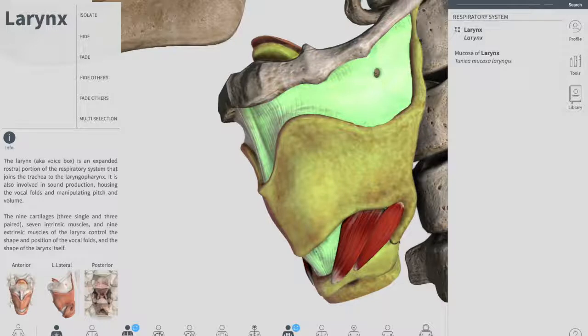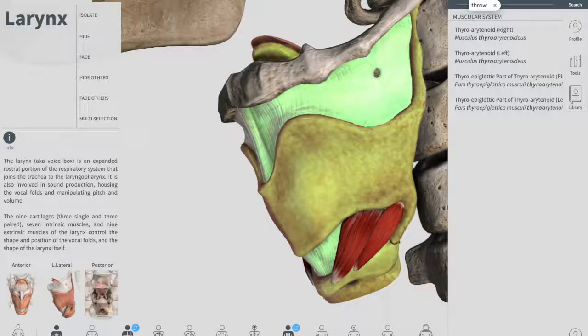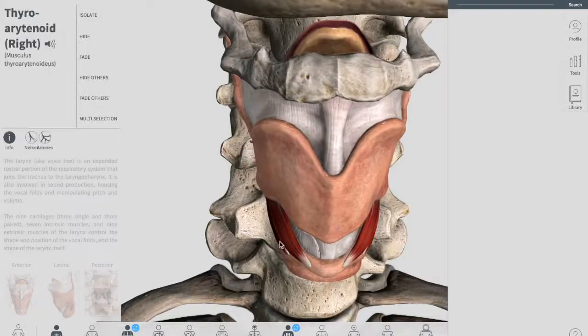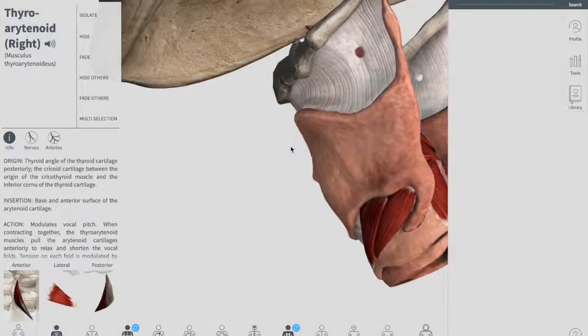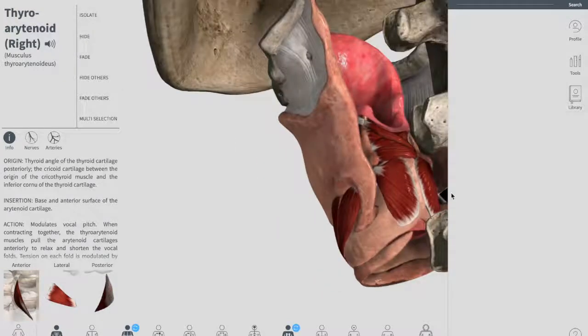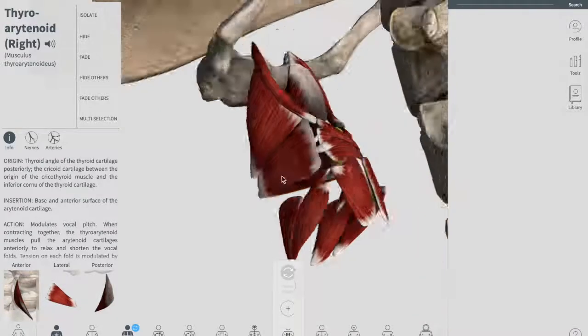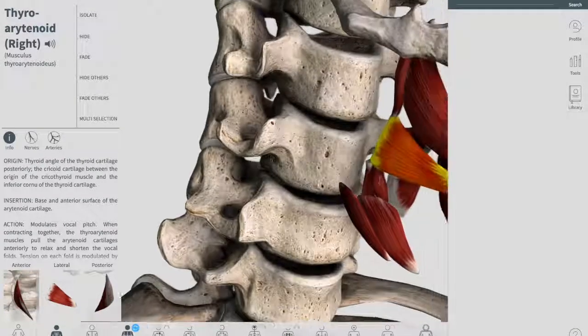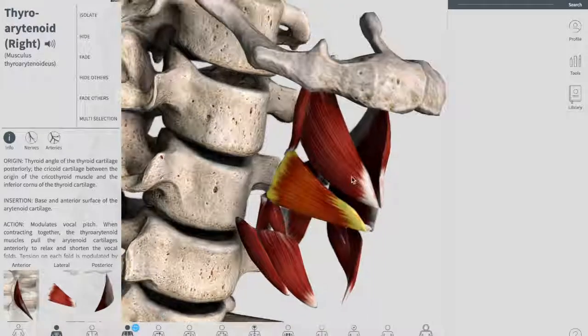Now let's talk about the thyroarytenoid muscle. I have to remove the larynx in order to show you the thyroarytenoid muscle. So this is your thyroarytenoid muscle. You can see it down here. It acts to relax the vocal ligaments, allowing for a softer voice.